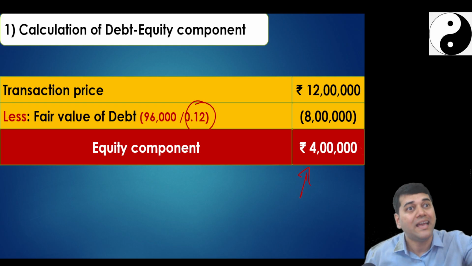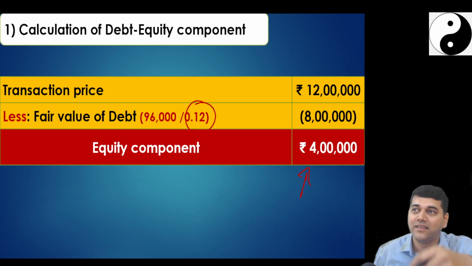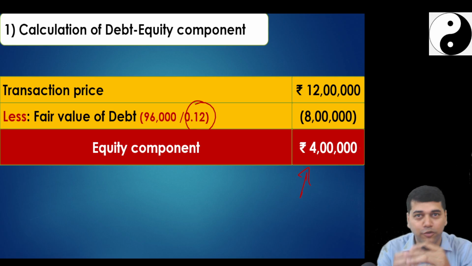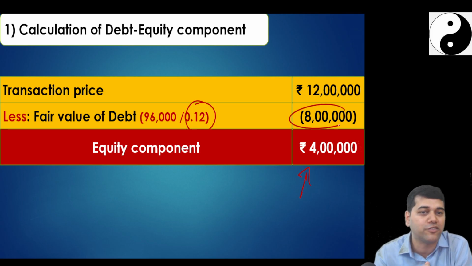Now, for him, L1, L2 inputs are going to come because for him, it's a financial asset. He will also do the same thing now: present value of the future cash flows. For him, also, the present value of future cash flows comes to 8 lakh.